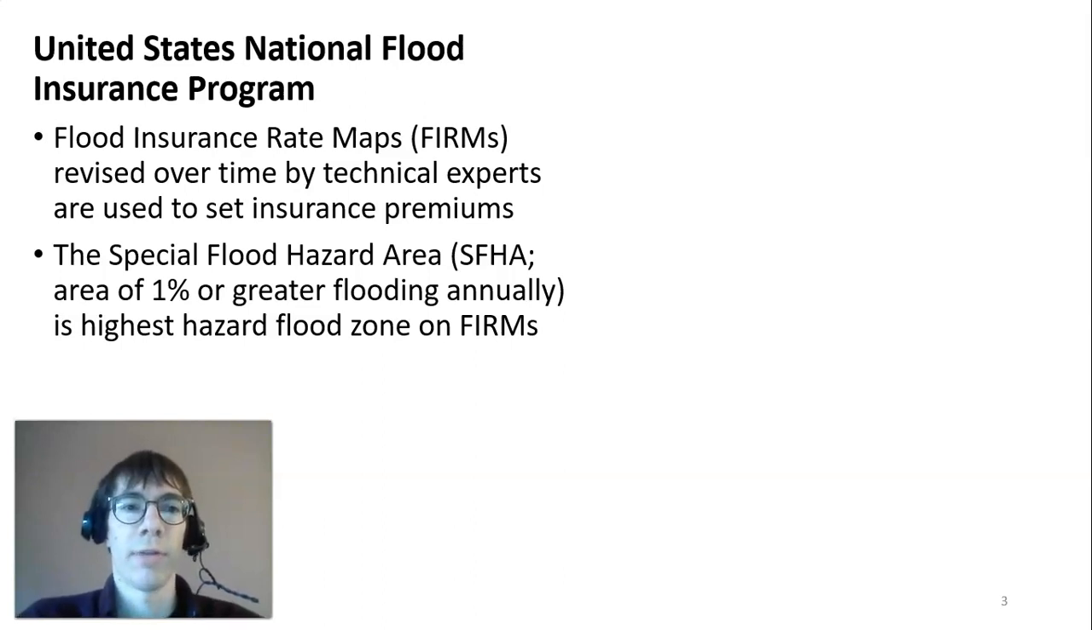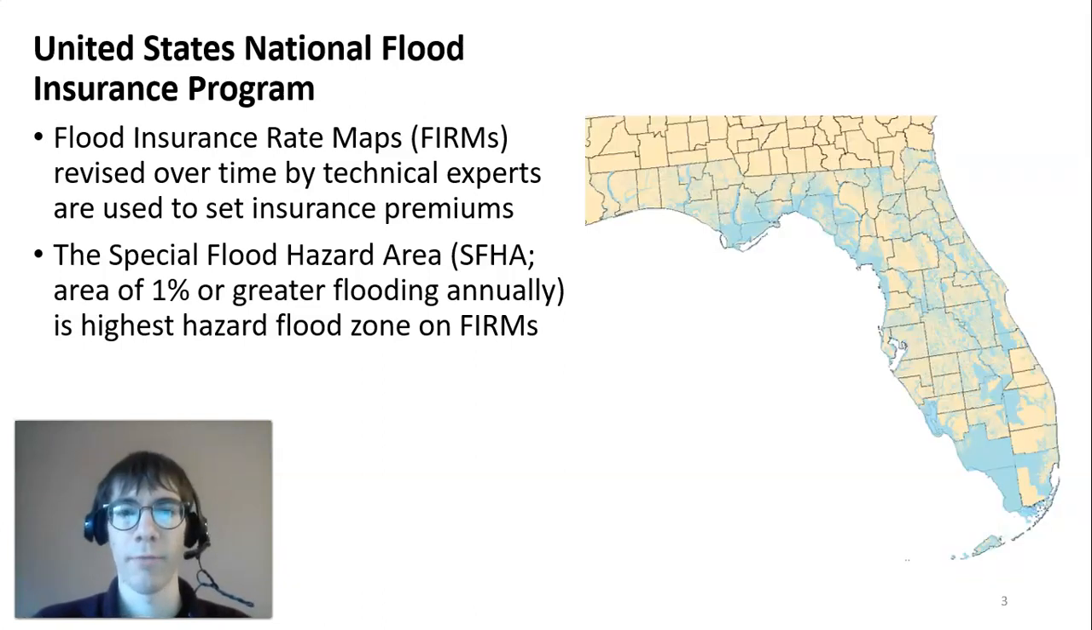If you're not familiar, in the National Flood Insurance Program, flood insurance rate maps, so flood maps, are used to set insurance premiums and are revised over time by technical experts, so people like engineers and hydrologists. Specifically in this talk, we'll focus on flood zones known as special flood hazard areas, or areas with a 1% or greater chance of flooding annually, based on historical observations used to predict those flood zones. These are the highest flood zones on flood insurance rate maps.